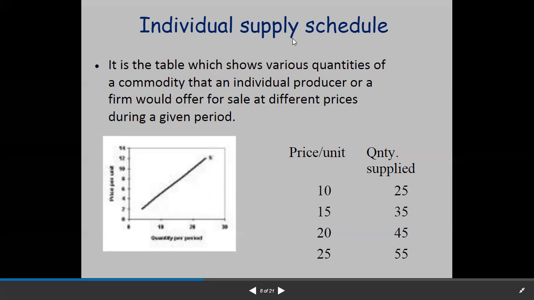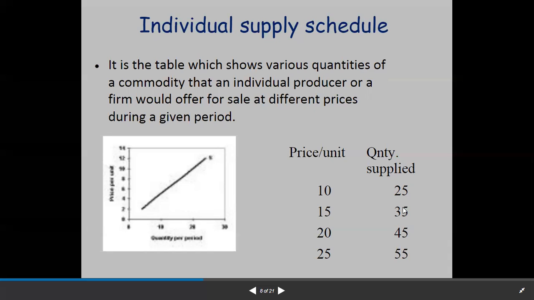You will see the table here. Price per unit 10, 15, 20 and 25 is given there. Quantity supplied 25, 35, 45, 55. So what is happening here? As seen in the schedule, the quantity supplied of the commodity increases with an increase in the price. When the price increases, the quantity is also increasing. If the price is less, the quantity is also less.